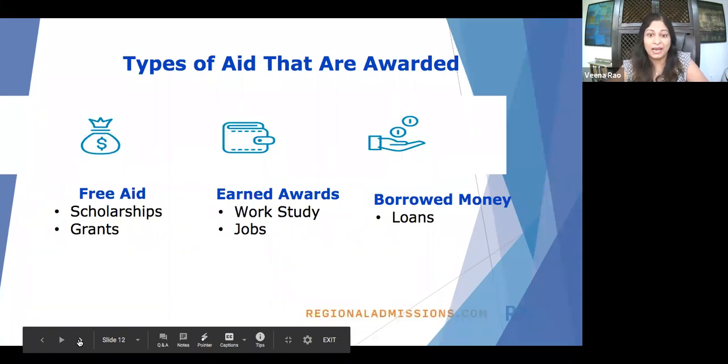One is free aid that comes in the form of scholarships and grants, then earned aid, which is federal work-study awards, and then borrowed money, which comes in the form of loans. We'll discuss each of those now specifically.